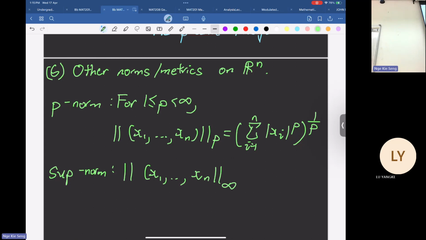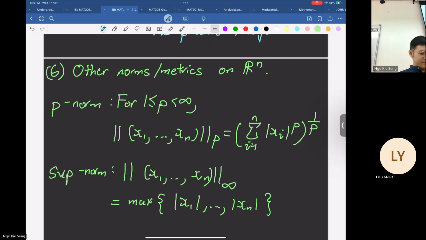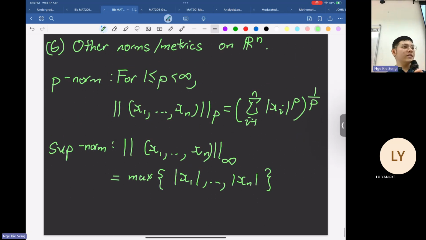So how is the sup norm defined here? It is taking the maximum of the coordinates. I take the absolute value of each coordinate, and then I take the maximum of them. Later we will see how this affects the balls inside these spaces. Okay, so now I have defined it. You need to prove that these are metrics. Very good exercise. There are a few exercises to check already.